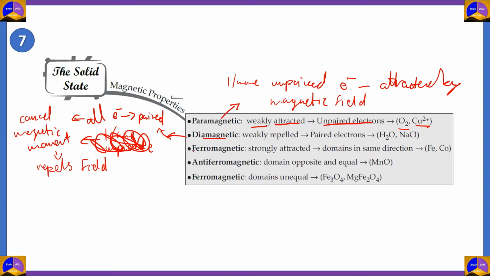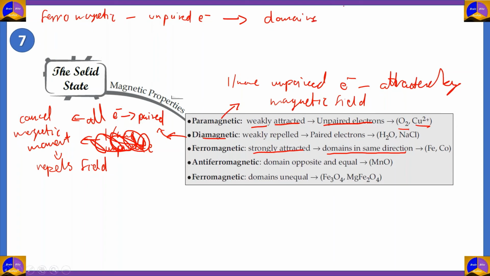Next, we have ferromagnetic substances. In ferromagnetic substances, the particles are strongly attracted to the magnetic field due to the fact that they form domains in the same direction. In ferromagnetic substances, once again, we have unpaired electrons. However, the number is so large that they are arranged in the form of domains.